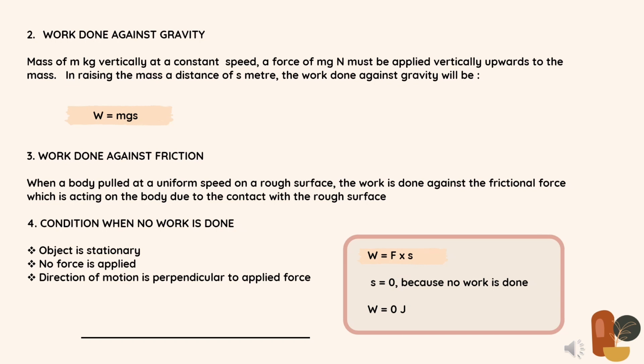The last one, conditions when no work is done. The object is stationary, no force is applied, or the direction of motion is perpendicular to the applied force. So, we calculate it using the formula W equal to force multiplied by S. S equal to 0 because no work is done. W will be 0 joule.